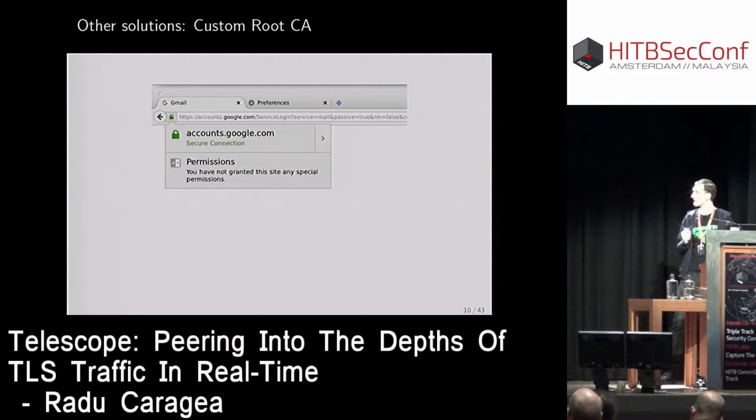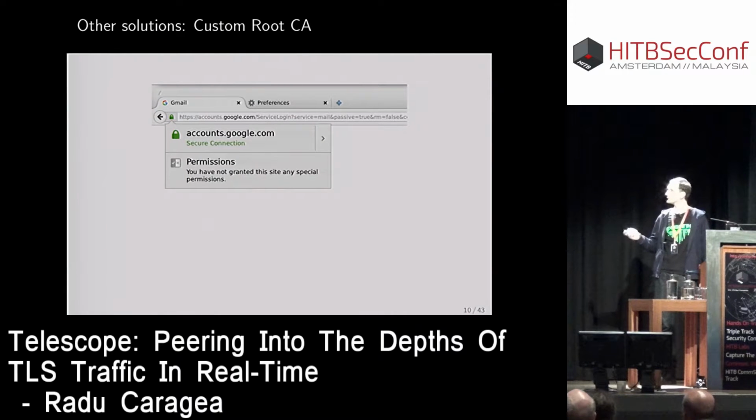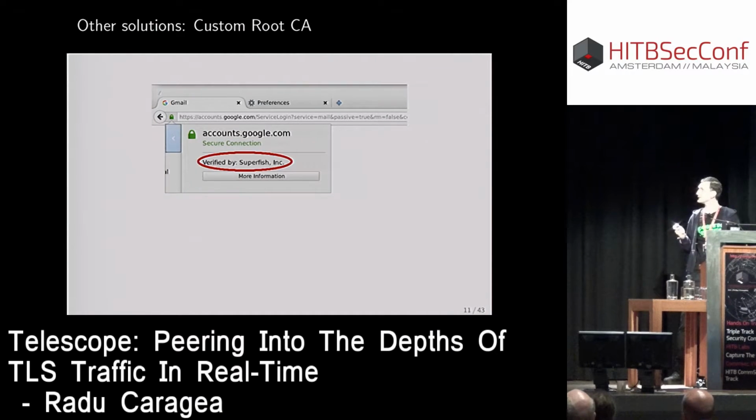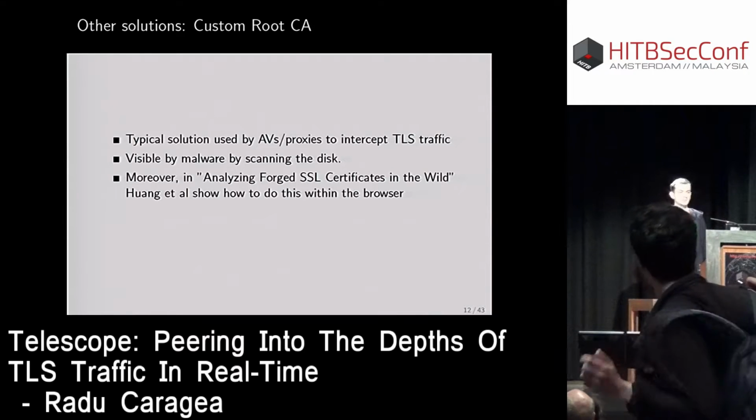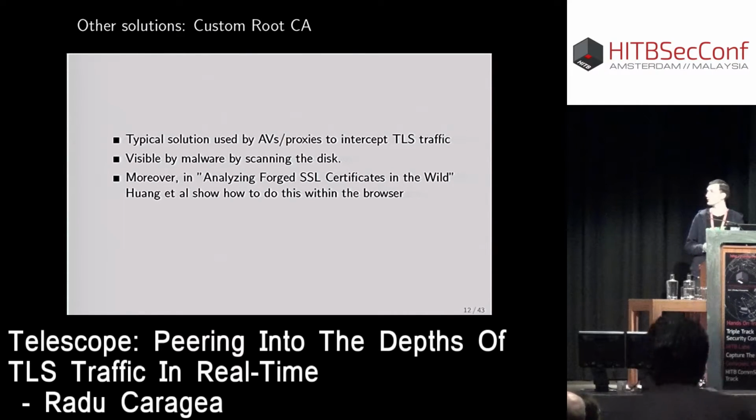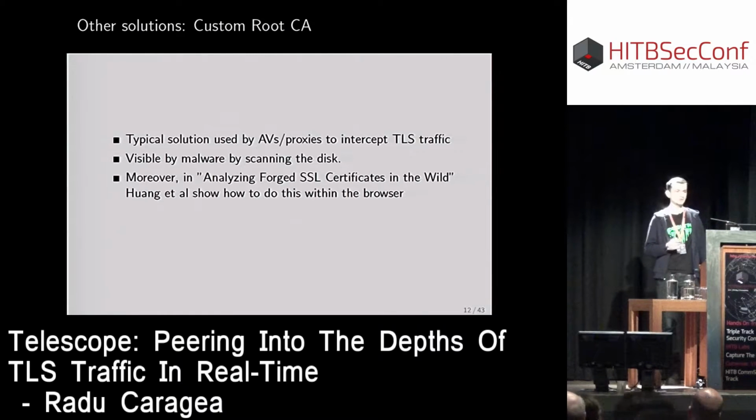Another solution, speed quiz. Do you think this connection is secure? Looks like it, right? It has the green padlock, secure connection. Well, now do you think it's secure? Verified by Superfish. This is a root CA. It's a typical solution used by legit businesses, by security proxies such as Fiddler and Burp Suite, and by shady hardware vendors such as, you know, who issued Superfish.